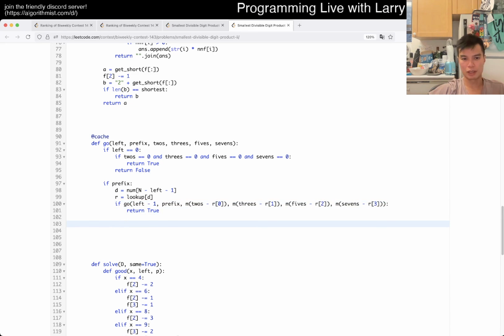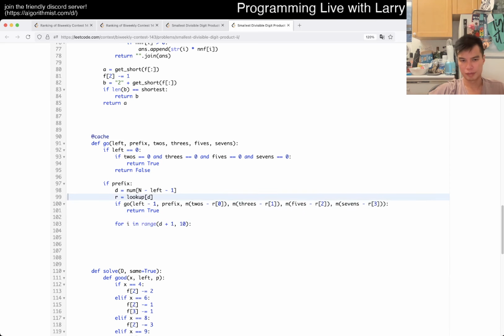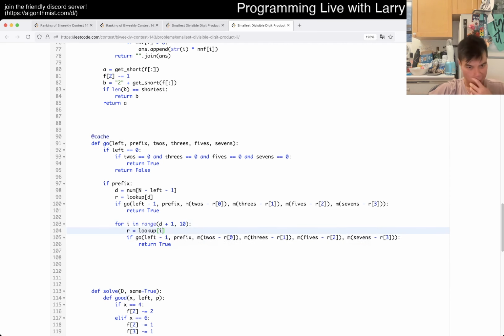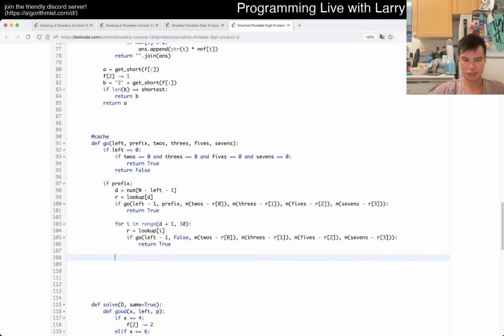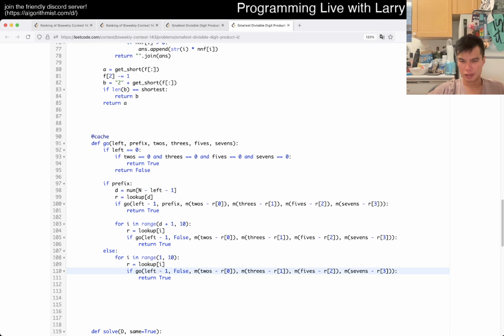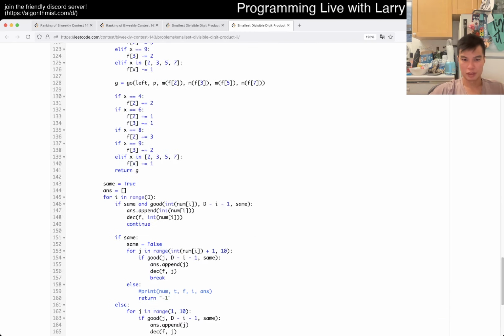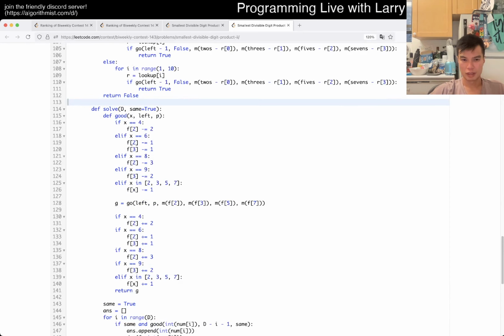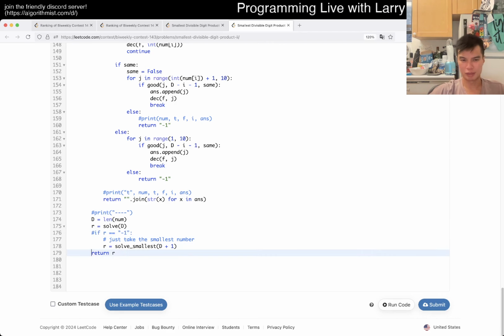Otherwise, then we try a loop, right? From the prefix digit. Okay, I think this is actually okay, conceptually. And then else we just try from 1 to 10, so it's the same loop, except it's 1 to 10. And then otherwise we return false, right? Maybe this is roughly right-ish. I don't know about this one. Let's just skip this part first.